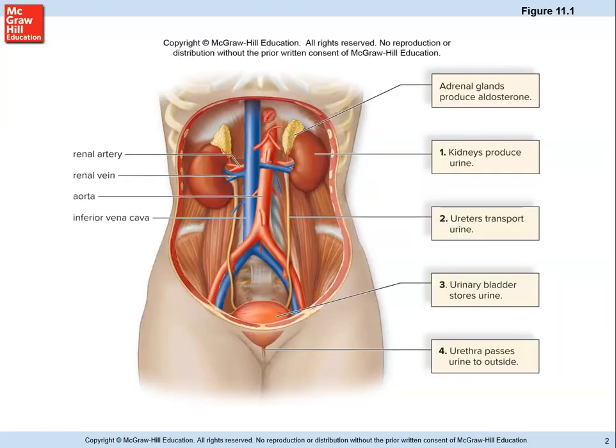Here's the overall system, and it starts with the kidneys. So the kidneys produce urine. The ureters take the urine from the kidneys to the bladder. The bladder holds the urine, and then the urine passes through the urethra to the outside of the body. And that's the four big steps in the process. But by far the most complicated is the functionality of the kidneys. So let's spend our time looking at kidney function.